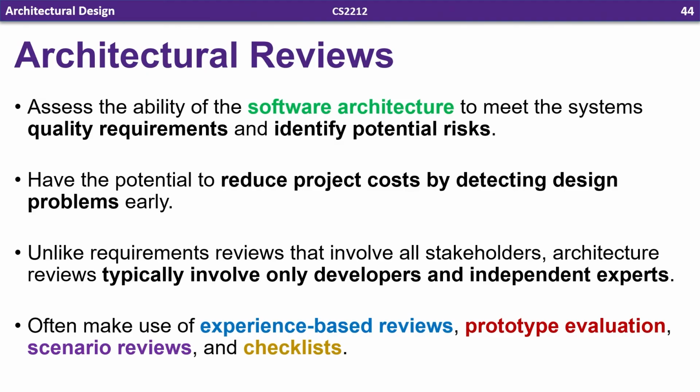Architectural reviews typically only involve the development team as well as independent architecture experts. They make heavy use of architectural checklists, prototype evaluation, and review of architectural representations and diagrams. You can find an example of an architectural checklist under the supplementary information section on the Week 6 page on OWL.